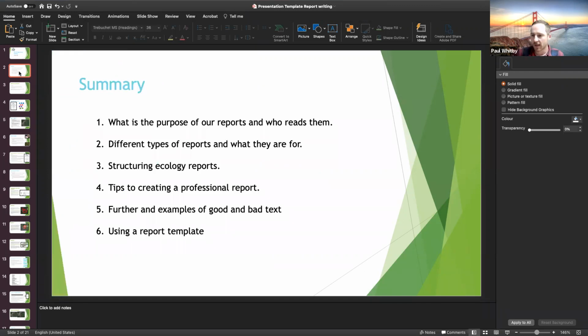Okay, so this is what we're going to be going through in this presentation. The purpose of ecology reports and who is reading them, the different types of reports and their purpose, the structure of reports, how they're set out, appropriate methods of assessment, tips to making a report look professional, some examples of good and bad text that hopefully you'll find useful, and then of course, as I said, we'll look at one of our own report templates.